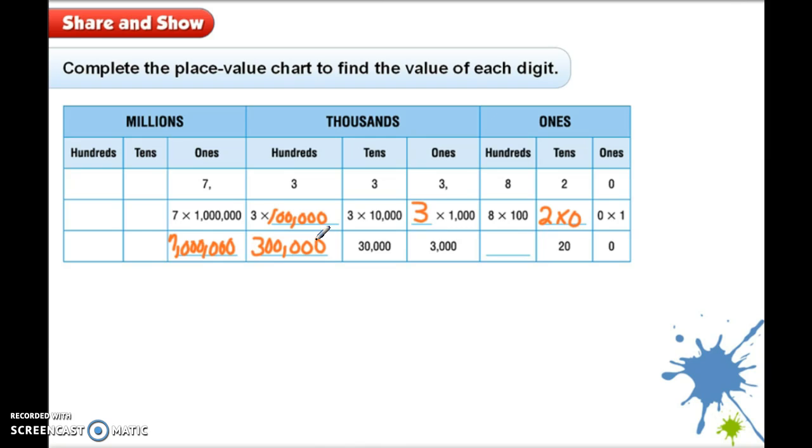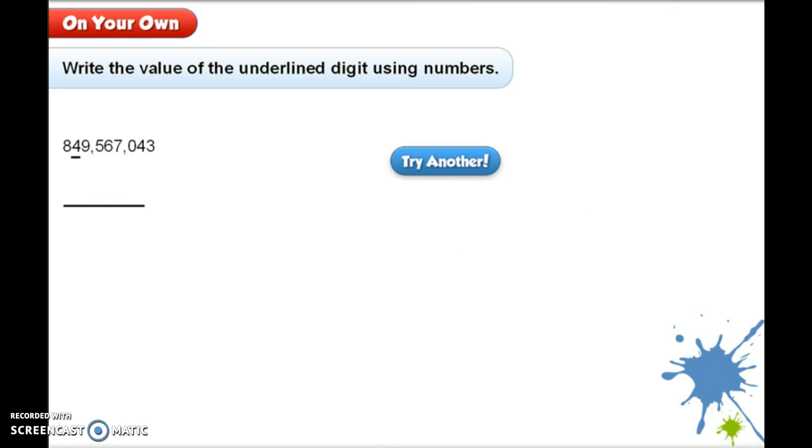Logan, what are we going to put under 8 times 100? 800. And then 2 times 10 gave us 20, and 0 times 1 gave us 0. All right.